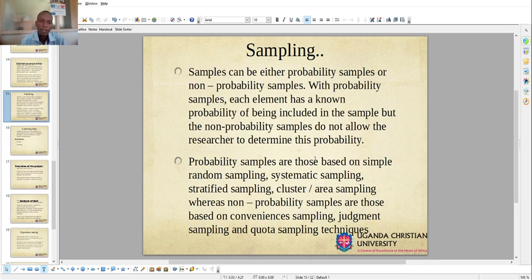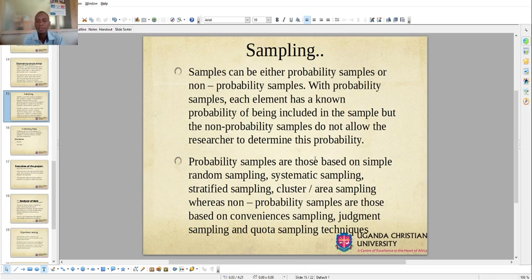I'll talk about maybe 2 of them. Let me start with simple random because it's the commonest. With the simple random, every element has an equal chance to be selected. I'm using a class of BCC which has 1,500 students. I need to pick 310 from that class to get information from. If I use simple random, each of the 1,500 will have an equal chance to be selected. Not all probability techniques give an equal chance. It's only simple random which gives an equal chance.